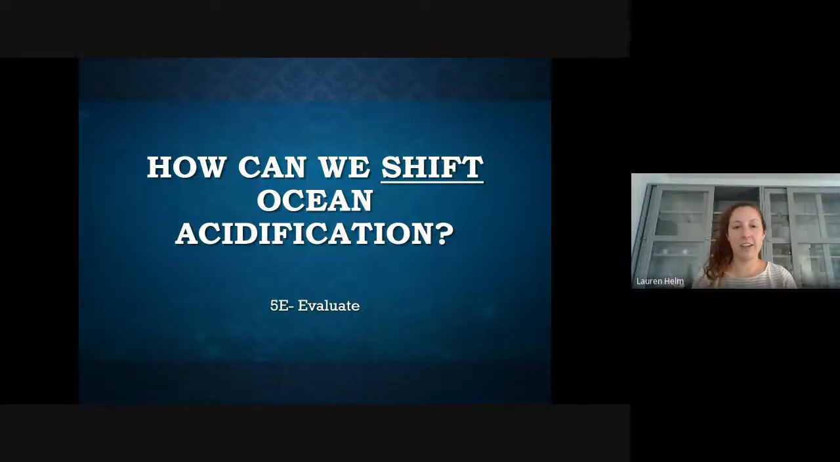All right. So we're going to talk about our last theme for this unit, which is coming back to ocean acidification. And now I want to focus on how can we shift ocean acidification? So how can we tie in this idea of equilibrium and disturbing equilibrium and use that to our advantage when it comes to decreasing the amount of acid that's entering our ocean so that our pH doesn't continue to decrease.